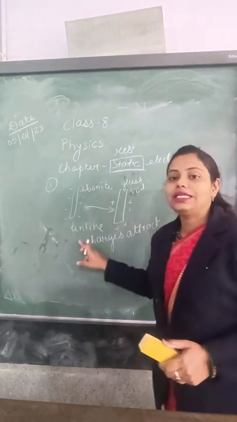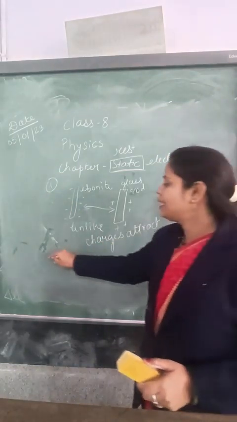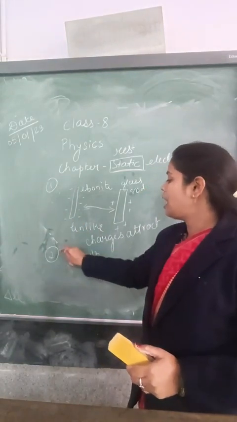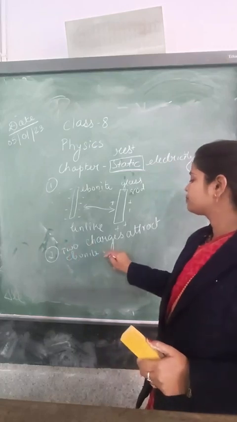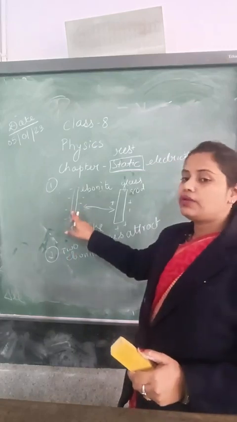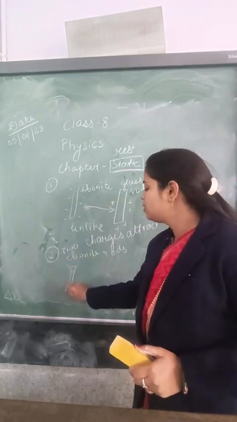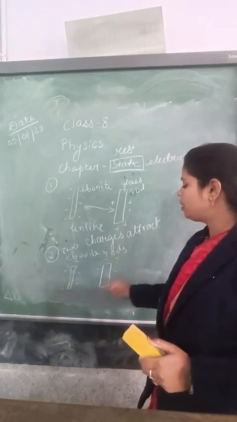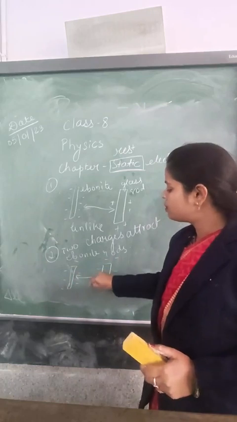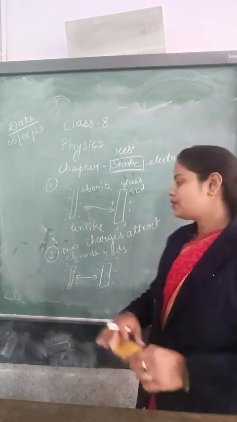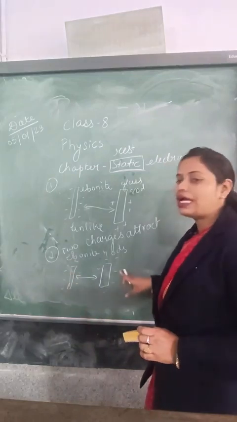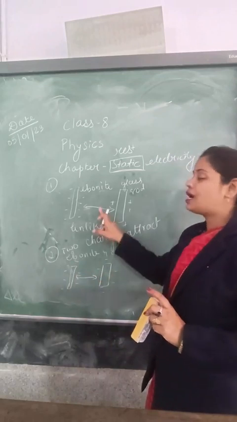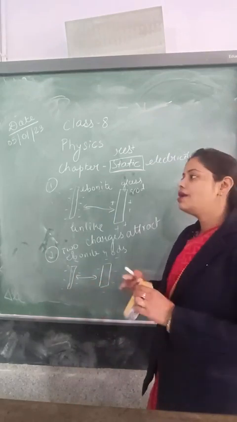This was the first example to show that unlike charges attract each other. Second, if I take two ebonite rods and both are rubbed with fur, both the ebonite rods will get negative charges over them. When these two rods are brought near each other, it will be observed that the two rods repel each other. So from here we understand that in the case of static charges also, unlike charges attract each other and like charges repel each other.